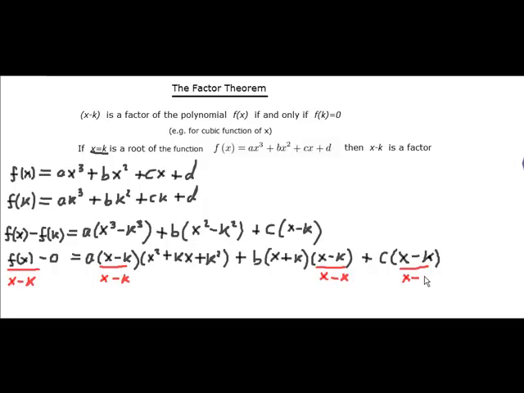x minus k divides in evenly, because these will all cancel, and that tells us that x minus k is a factor, as long as, of course, k is a root, as long as f(k) here is equal to 0. So that's the proof.